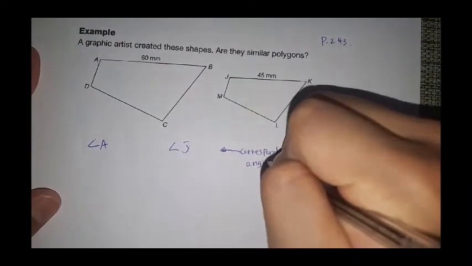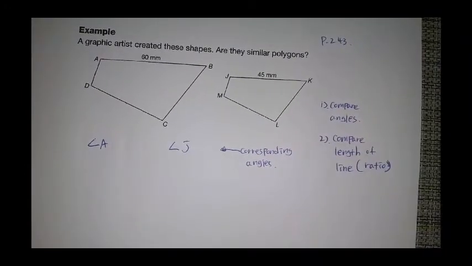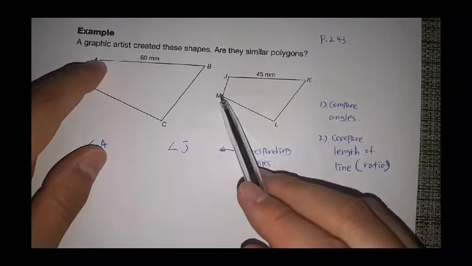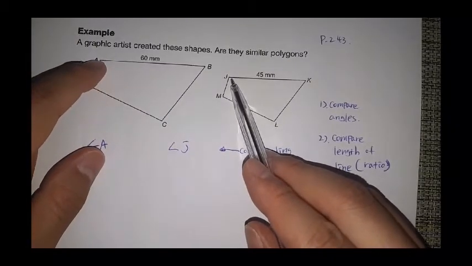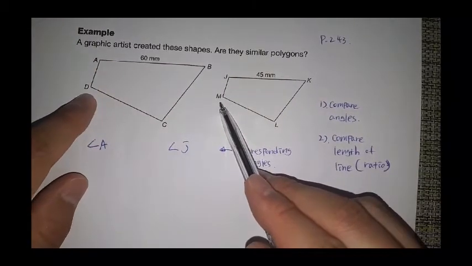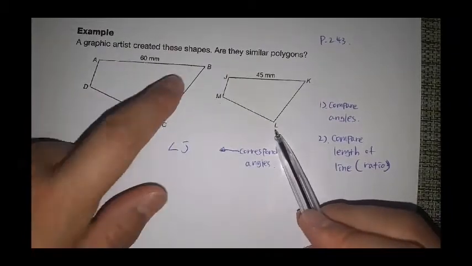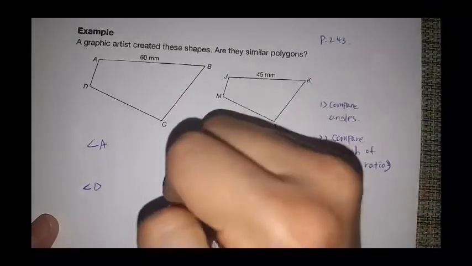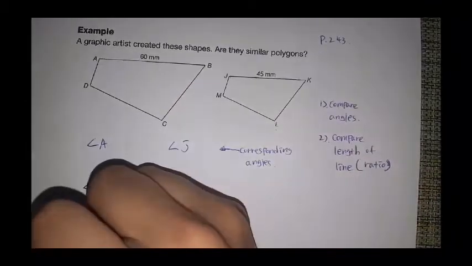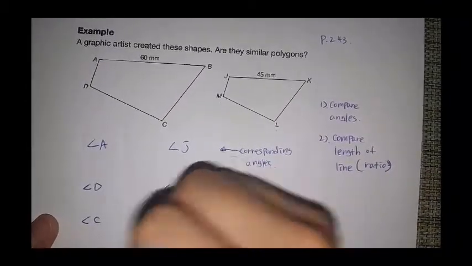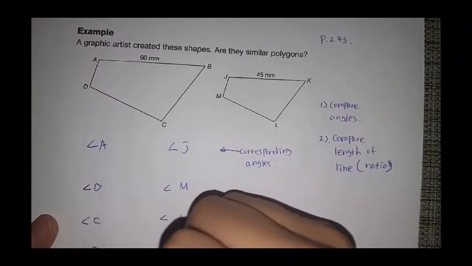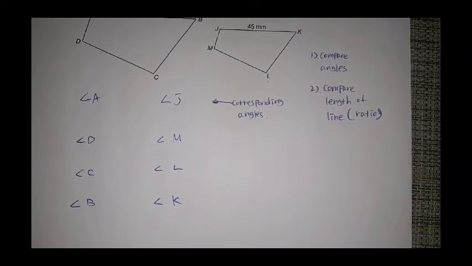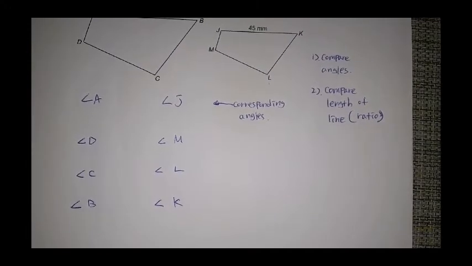It's a fancy way of saying it's the same angle in a different polygon. So A location up left, J location up left. DM, those are corresponding. CL corresponding. D, B and K corresponding. So I'm gonna put D, M, C, L, B, K, something like that, so that I'm gonna put equal sign, not equal sign, those kind of thing.